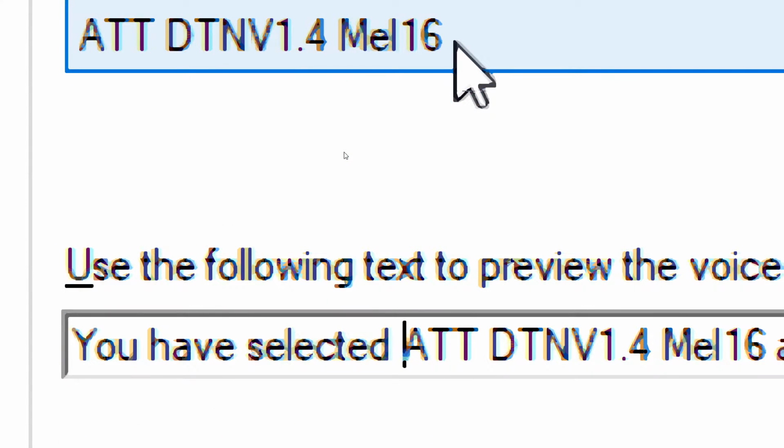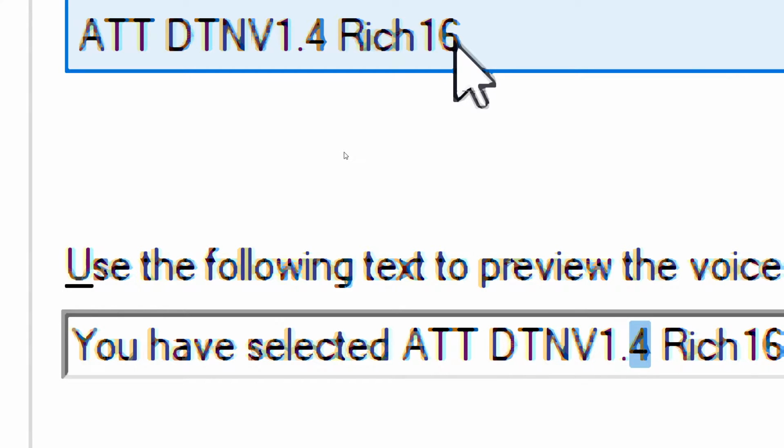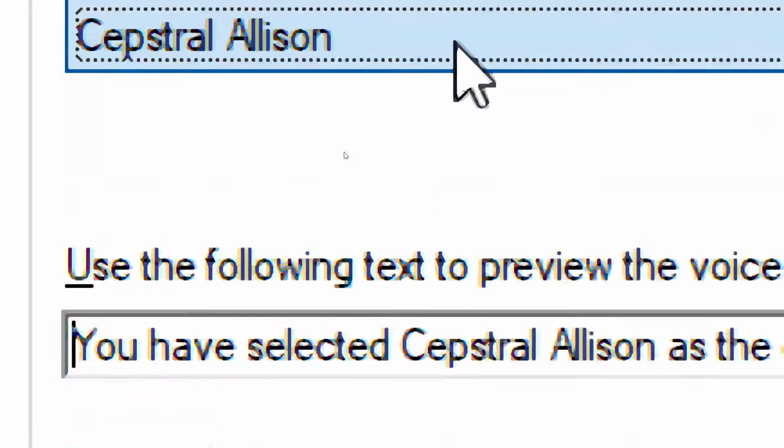You have selected ATT-DTNV 1.4 Mel 16 as the computer's default voice. You have selected ATT-DTNV 1.4 Mike 16 as the computer's default voice. You have selected ATT-DTNV 1.4 Ray 16 as the computer's default voice. You have selected ATT-DTNV 1.4 Rich 16 as the computer's default voice. You have selected BDL as the computer's default voice.